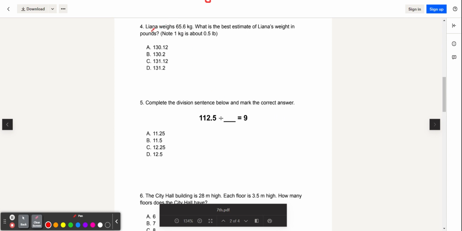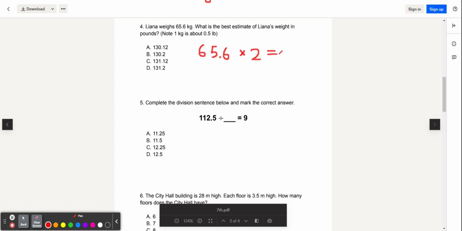Then, Liana weighs 65.6 kilos. What is the best estimate of Liana's weight in pounds? And a kilo is about half a pound. So, now we can just simply multiply by 2. Or you can divide by half. It will give you the same answer.